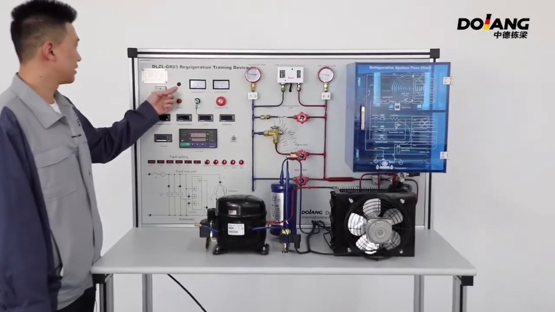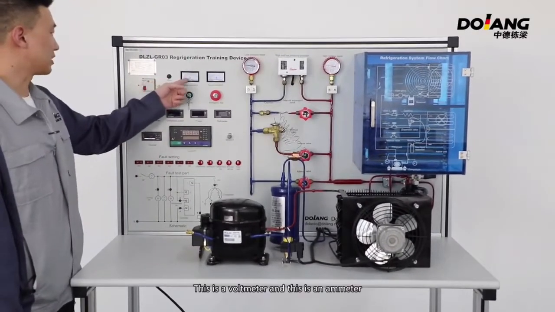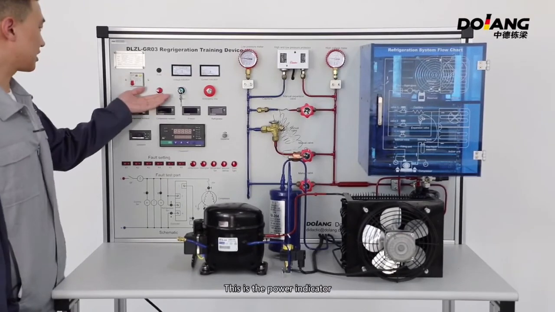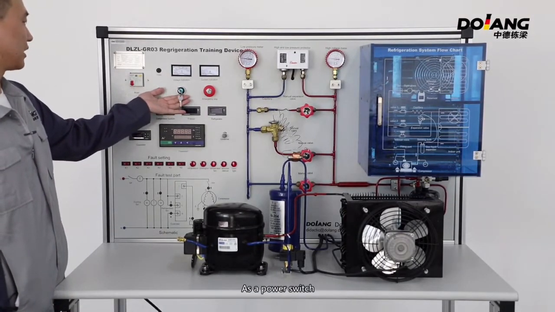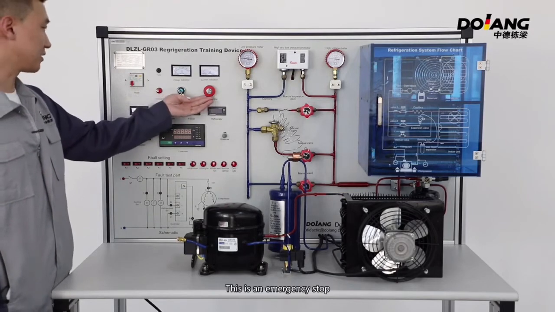This is a fuse, pre-load of protection. This is a voltmeter and this is an ammeter. This is a power indicator, this is a key switch. This is an emergency stop.